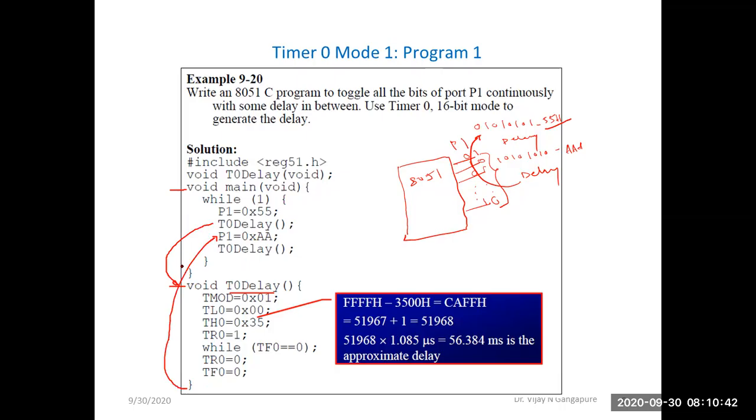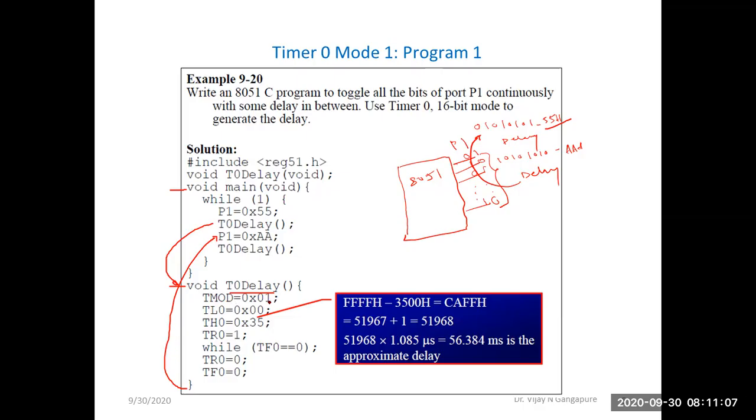Okay, so now see what happens in this T0 delay. TMOD is equal to 0x01. This 01 hex value, we are loading into TMOD, the timer mode register. Okay, so from this timer mode register, the upper 4 bits are used to configure timer 1, and the lower 4 bits are used to configure timer 0.